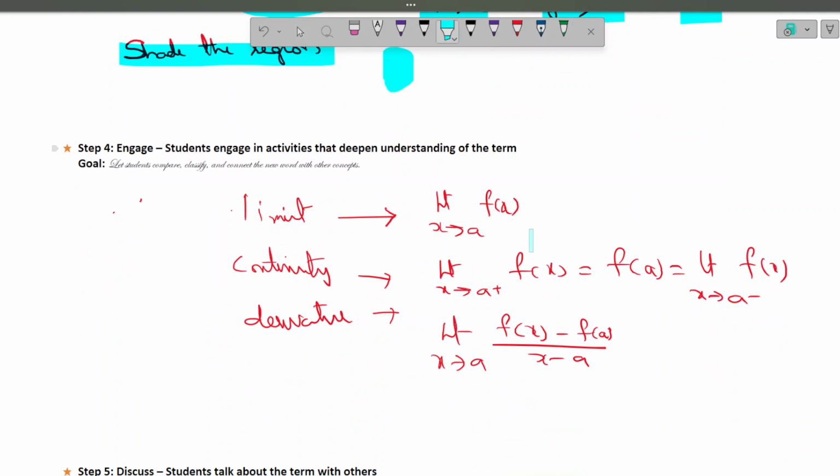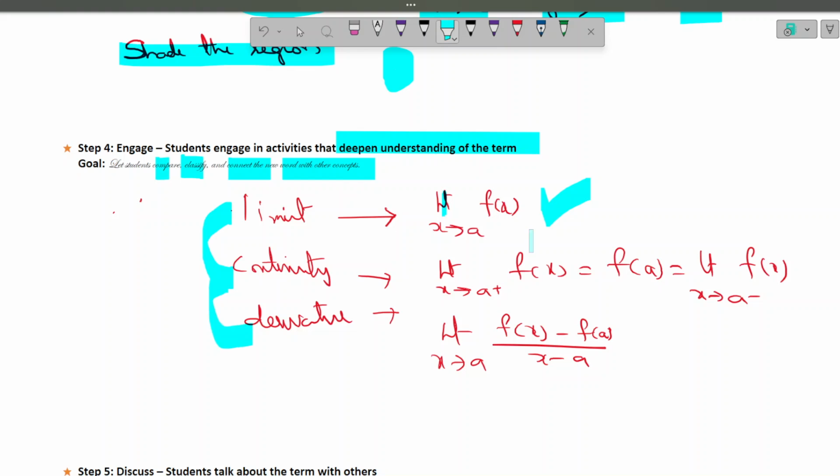Next comes engagement. Engage the students in activities that deepen the understanding of the term. That means the students compare, classify and connect the new word with other concepts. For example, define the limit, and continuity. What is the link between limits and continuity? Then the derivative of a function. Left hand limit exists, right hand limit exists, both exist and are equal to f of a, then the limit exists. It depends on the understanding. From limit they go to continuity, from continuity they go to derivative.